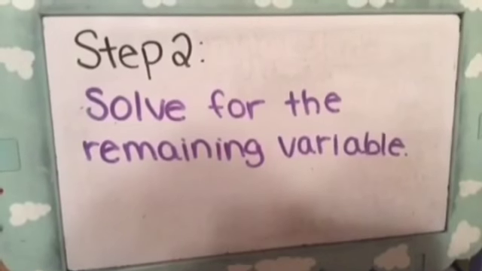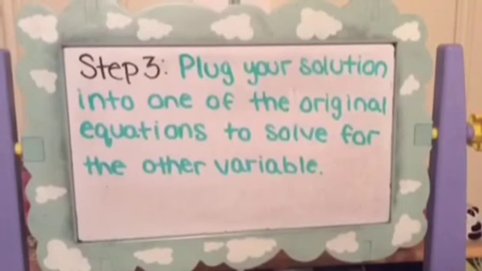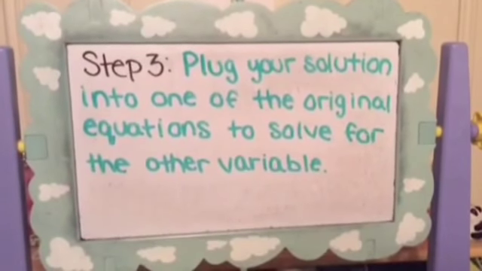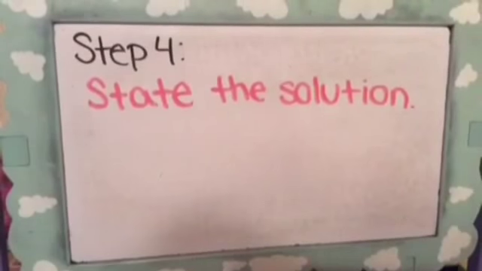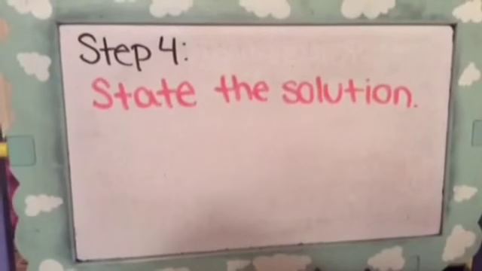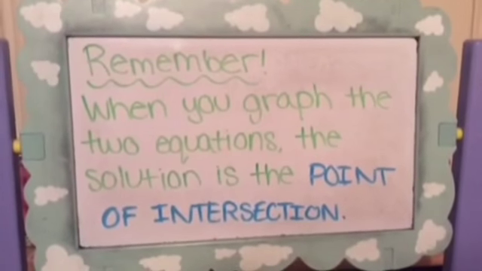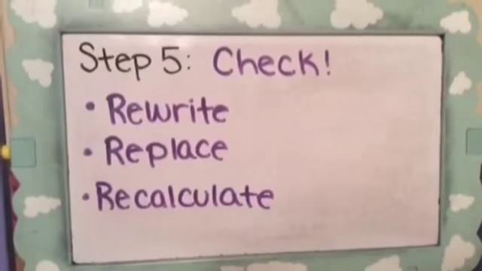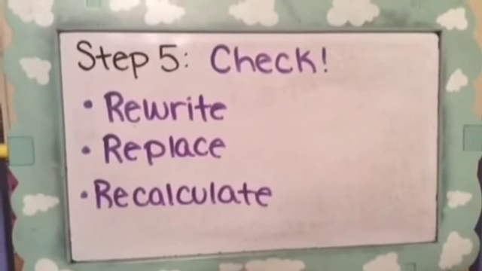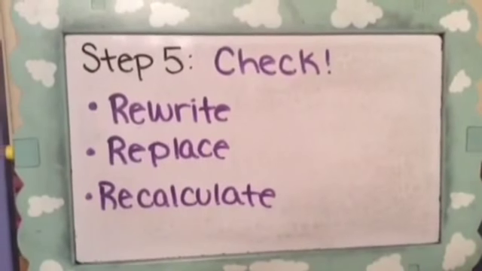Step 2. Solve for the remaining variable. Step 3. Plug your solution into one of the original equations to solve for the other variable. Step 4. State the solution. Remember, when you graph the two equations, the solution is the point of intersection. Step 5. Check. Rewrite, replace, recalculate.